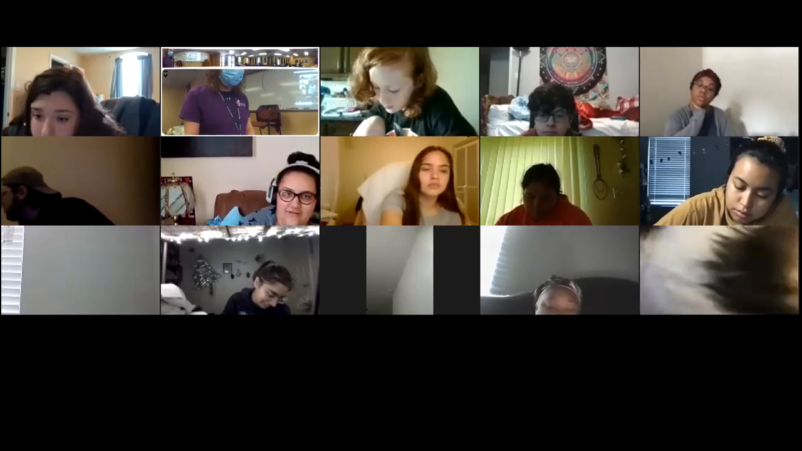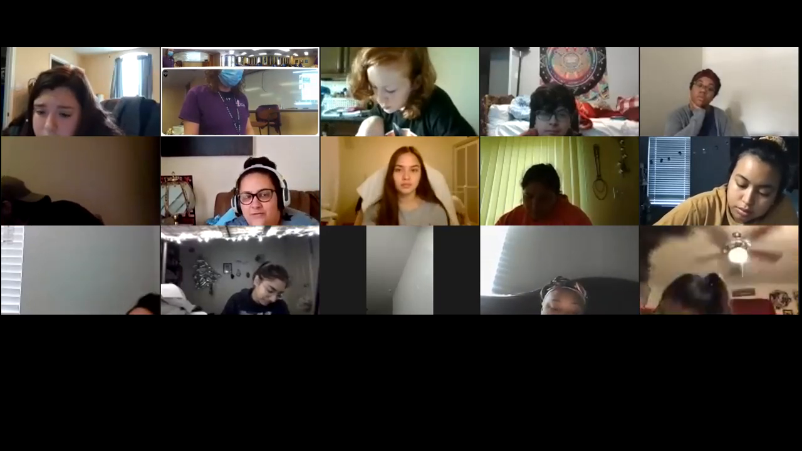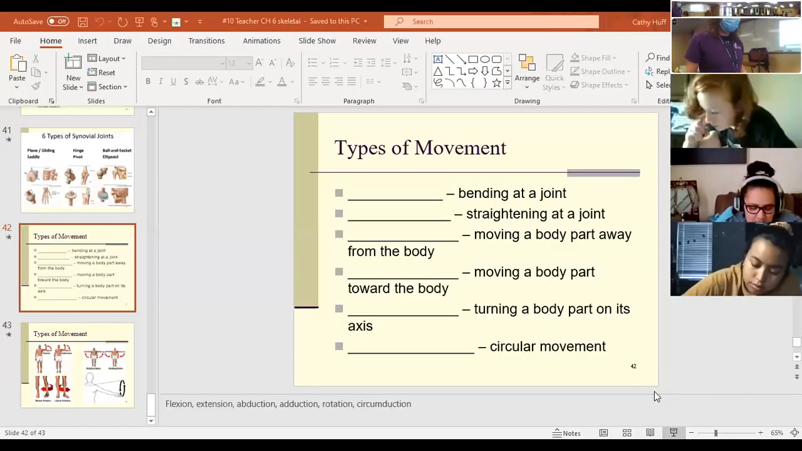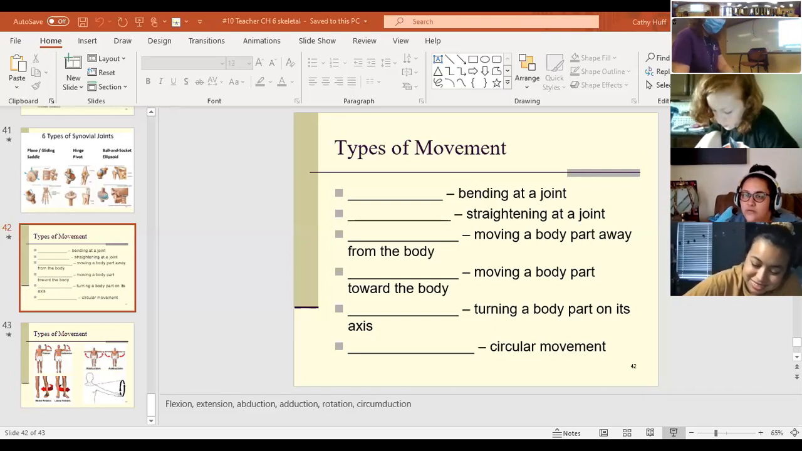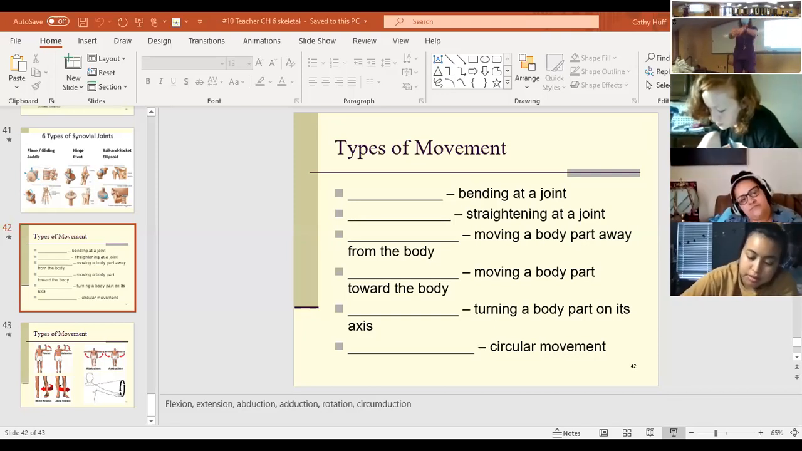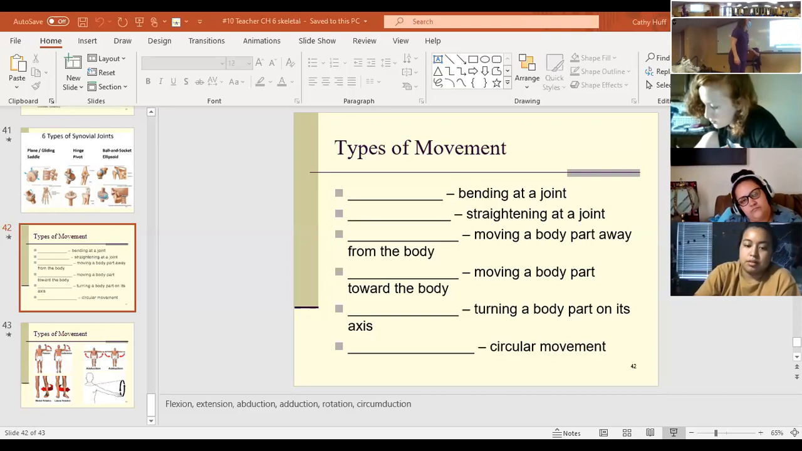So that's a nice, easy way to remember. That would have been helpful like 2 or 3 weeks ago. So now we can just look at the word and we know abduction, away, add, towards.